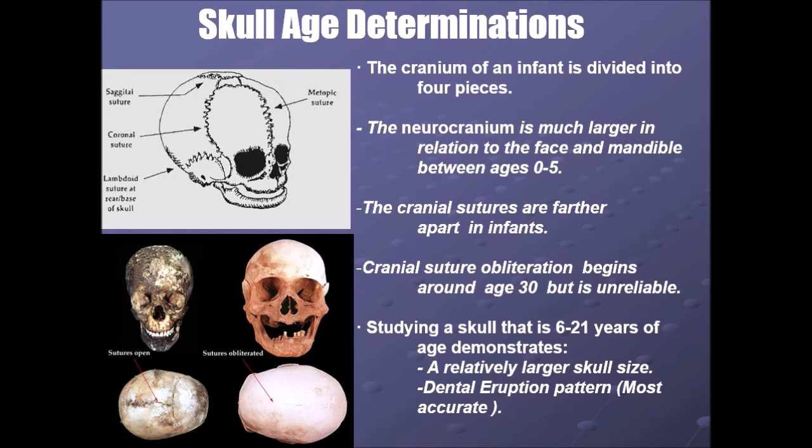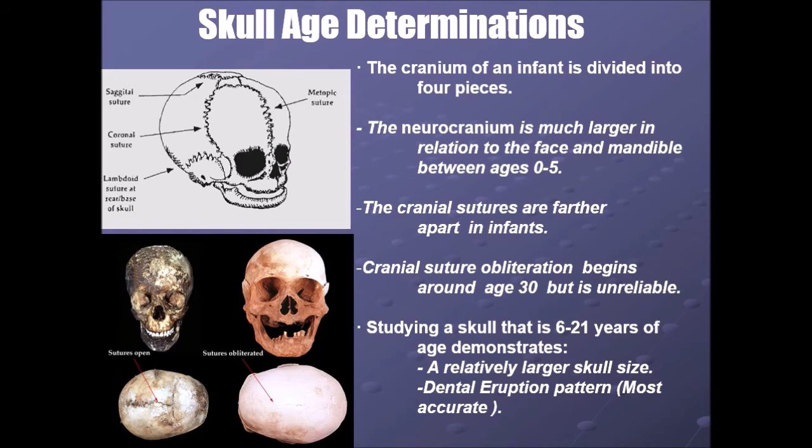Moving on, the neurocranium is much larger in relation to the face and mandible between ages 0 to 5. In other words, their brain case is huge and they've got tiny little faces. That's because that brain is growing very fast. That's also the reason all of these sutures are considered what we call open. Now, after they get older, we start seeing those sutures fusing together and going away. This is where we start getting into the decades of difference.